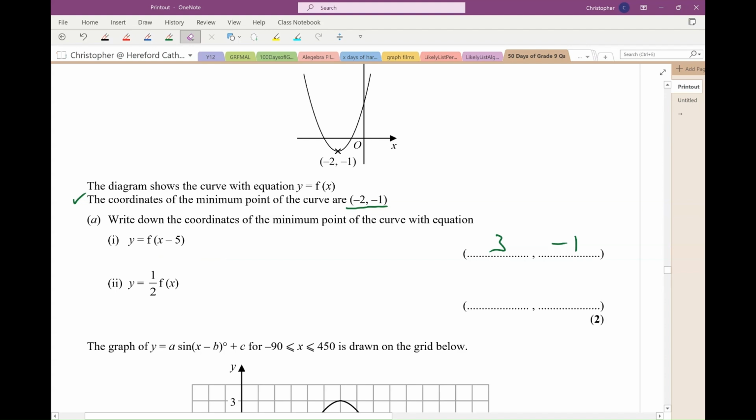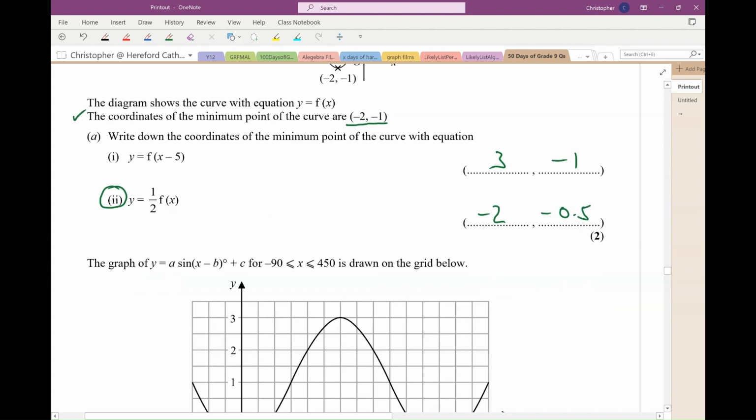Okay, now let's have a think about this next one here. If y equals a half of f of x, well, the minimum point's still going to be when x is minus 2. It's just not going to go all the way down to minus 1 anymore. It's just going to go half as far. So it's going to be minus 2, minus 0.5.